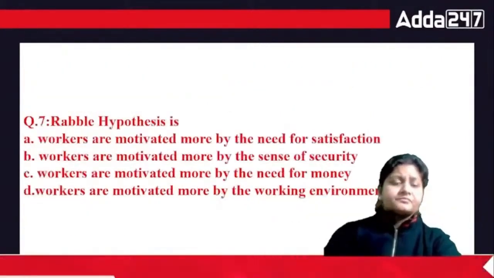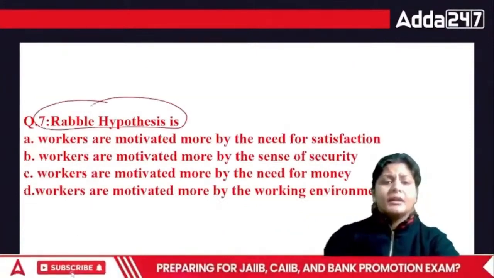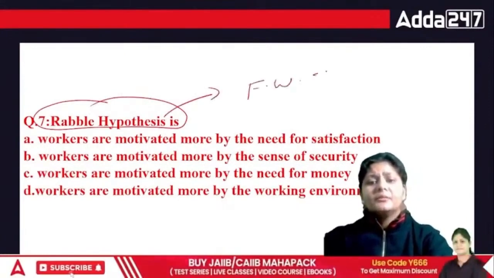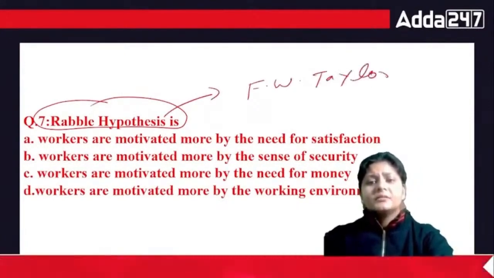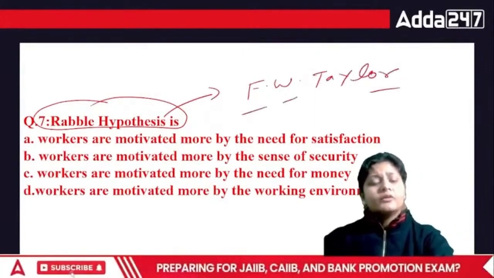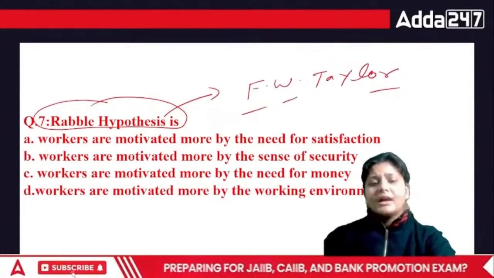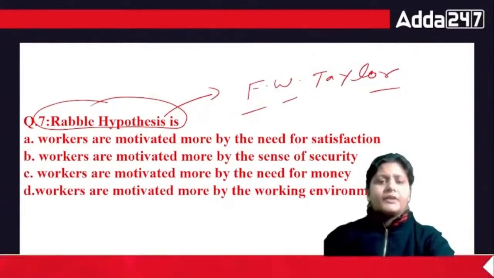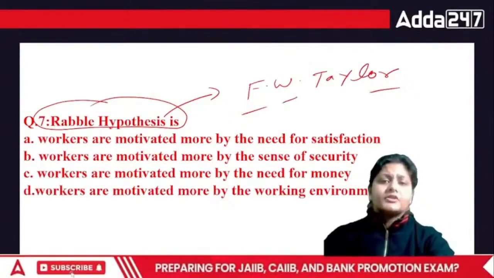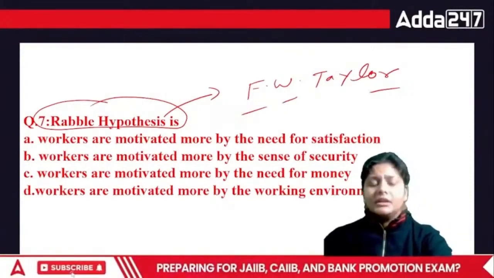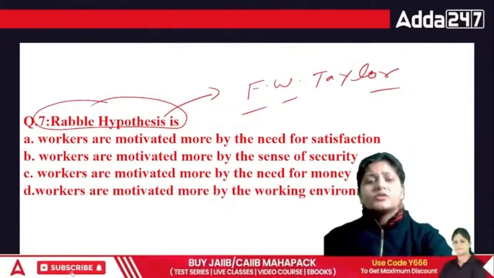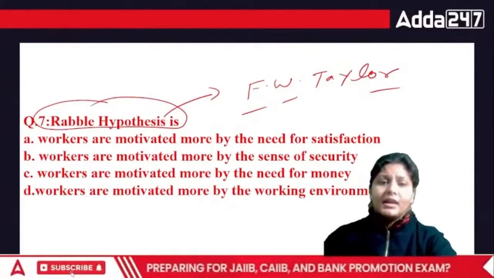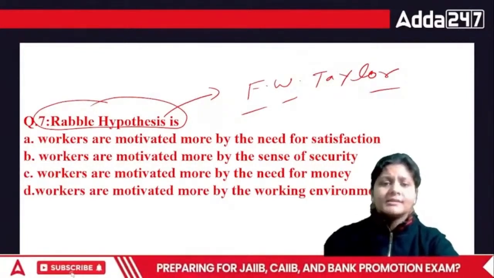Right? We have the next question, that is the Hertzberg hypothesis. See, the rational economic view is given by F.W. Taylor. Now, what was the opinion of F.W. Taylor? F.W. Taylor thought that any employee working in the organization is completely working for the money, for the incentive. Last year in the June exam, this question was asked.